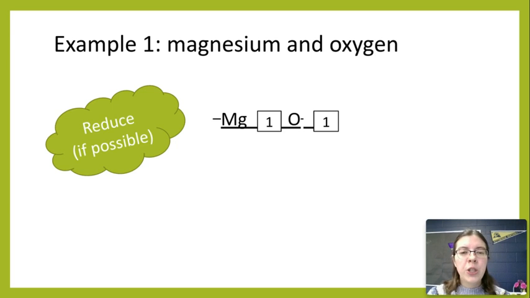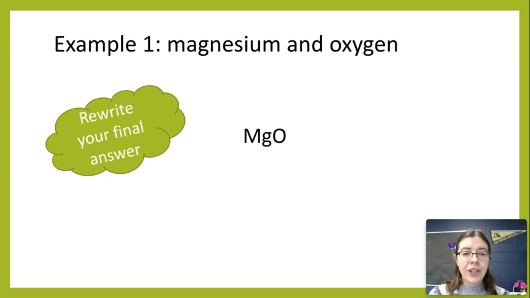Then the next thing I want to do is to reduce the number in the boxes if possible. So I had 2 and 2, which I can reduce to 1 and 1. So we always want to have the lowest ratio possible. So if we have 2 and 2, reduce it down. Then the final step is just to go ahead and rewrite this without the boxes and lines. And in this case, we can also get rid of the number 1 because when we write the element symbol, we're already implying that we have one of them. So the final answer for this is just MgO.